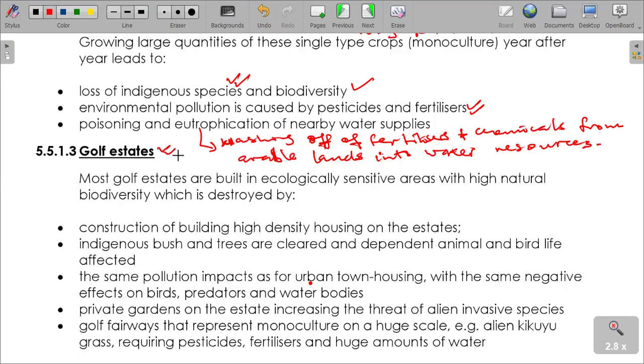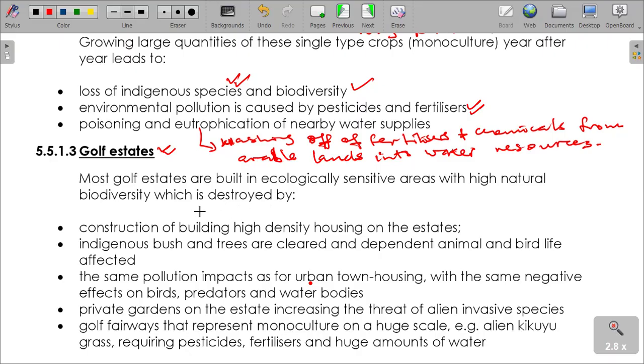And then golf courses are another way of reducing biodiversity. Most golf estates are built in ecologically sensitive areas with high natural biodiversity, which is destroyed. I'm sure that you know golf courses are not found within towns. They are built outside or at the peripheries of the city, at the outskirts of the town, which we are saying are ecologically sensitive areas. They are areas which are very important for our natural ecosystems and natural animals and even plants.